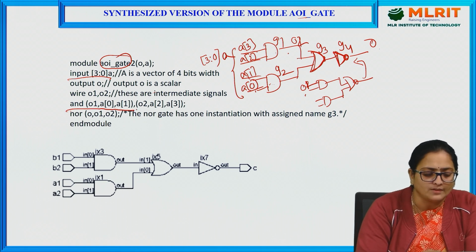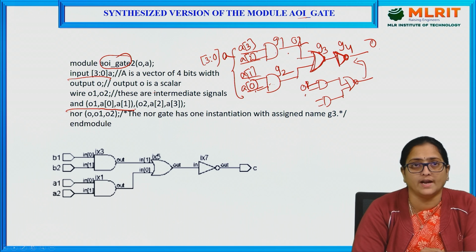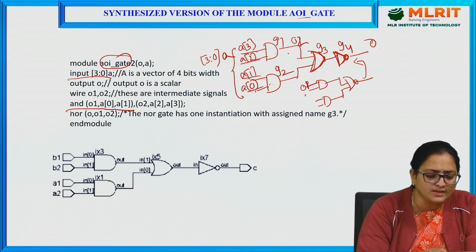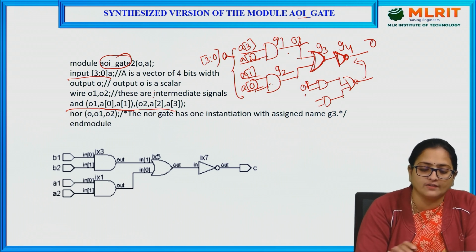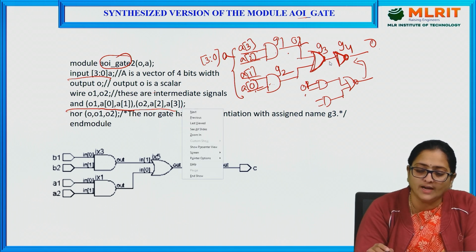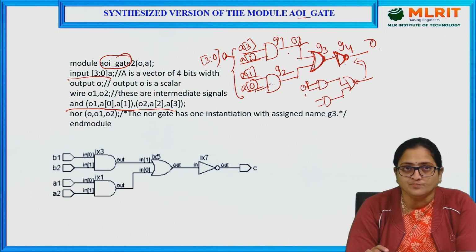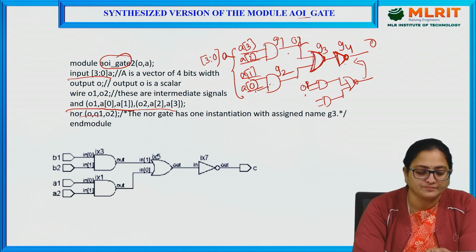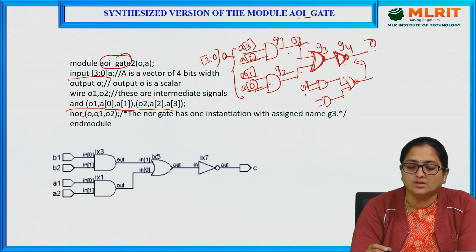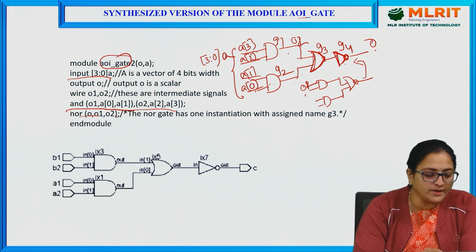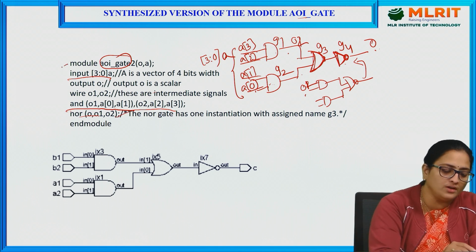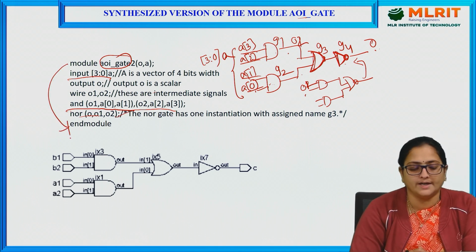And instead of calling the same primitive n number of times, here in a single instantiation they have given O2, A2, A3. And instead of taking two primitives again, OR and NOT, we can simply take NOR, output O, and give the inputs O1 and O2. And this module ends with the keyword called endmodule.